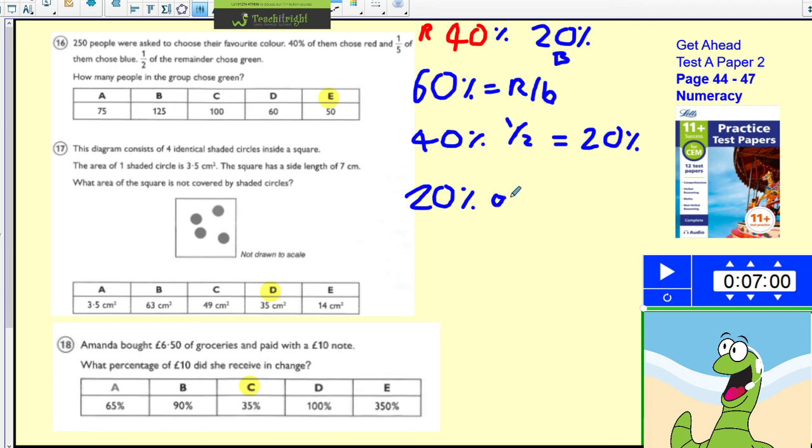And it's 20% of 250 that chose green. Now with our percentages, how do we solve this? 10% is the easiest always, because 10% is divided by 10. So if 10% equals 25, 20% is twice as much, it will equal 50. So 50 people chose green.